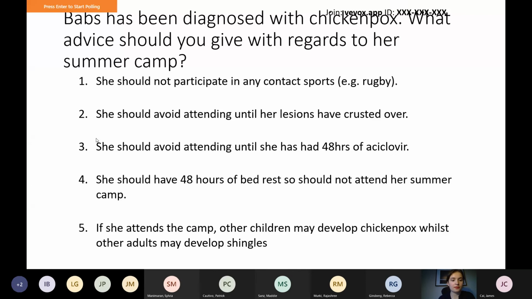Cool. So Babs is diagnosed with chickenpox. She really wants to go to summer camp. You're the GP, and the mum asks, how long do I have to wait? Do I have to wait? Can she go tomorrow? What would you say? I think this is one of the key things that comes up in paeds, when kids can go back to school. So it is worth knowing them for a lot of the common infections.